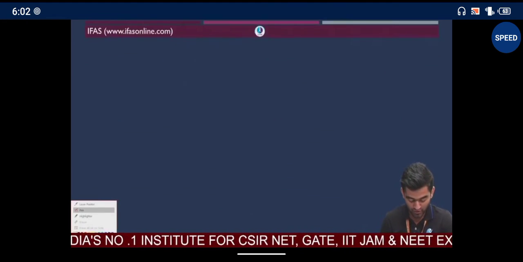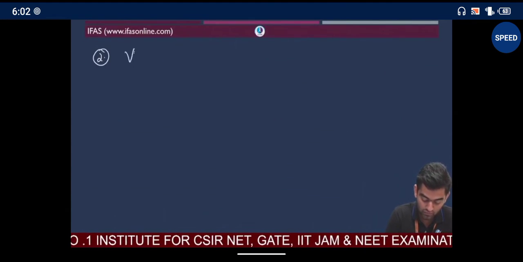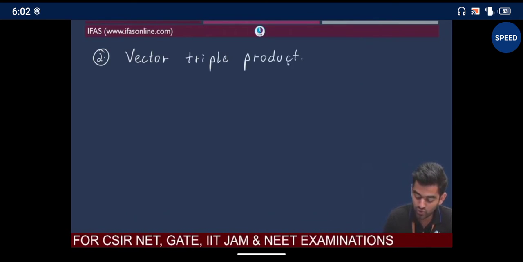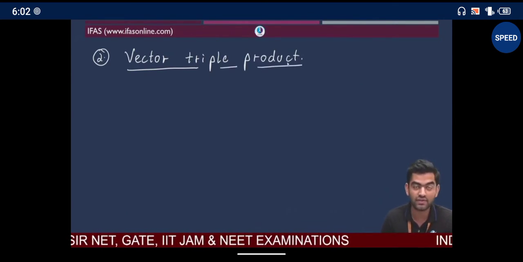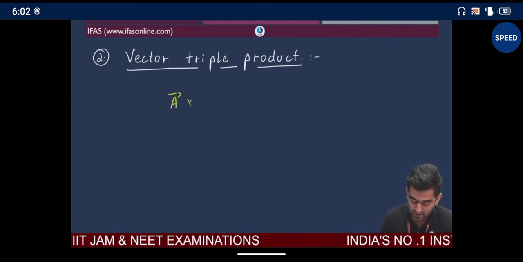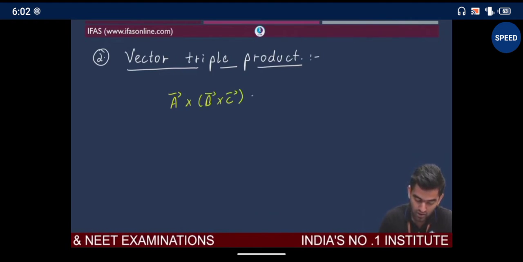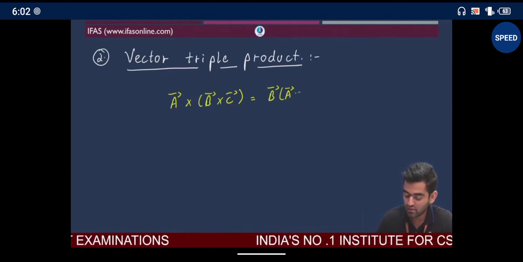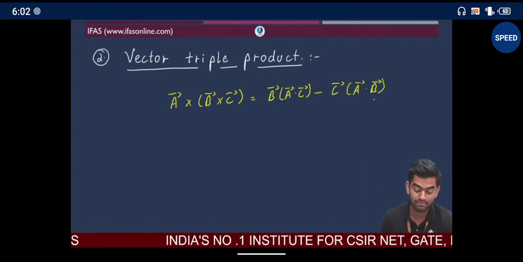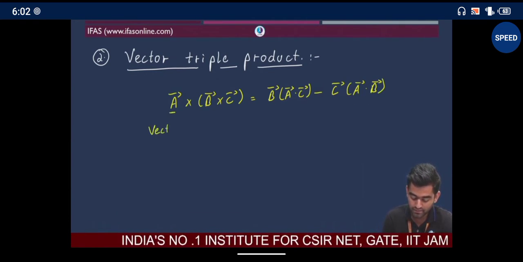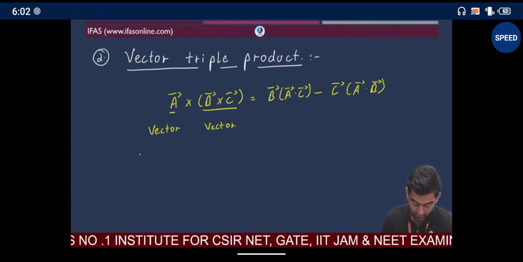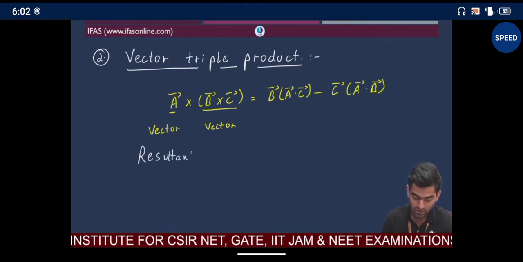Now let's move on to the vector triple product. After this, we are going to do some questions related to it. The vector triple product can be represented as A cross B cross C, or it can also be written in the form BAC minus CAB. We can remember this as back minus cab. Here you can see it is a vector quantity, and if you take the cross product of it, the resultant should be a vector.